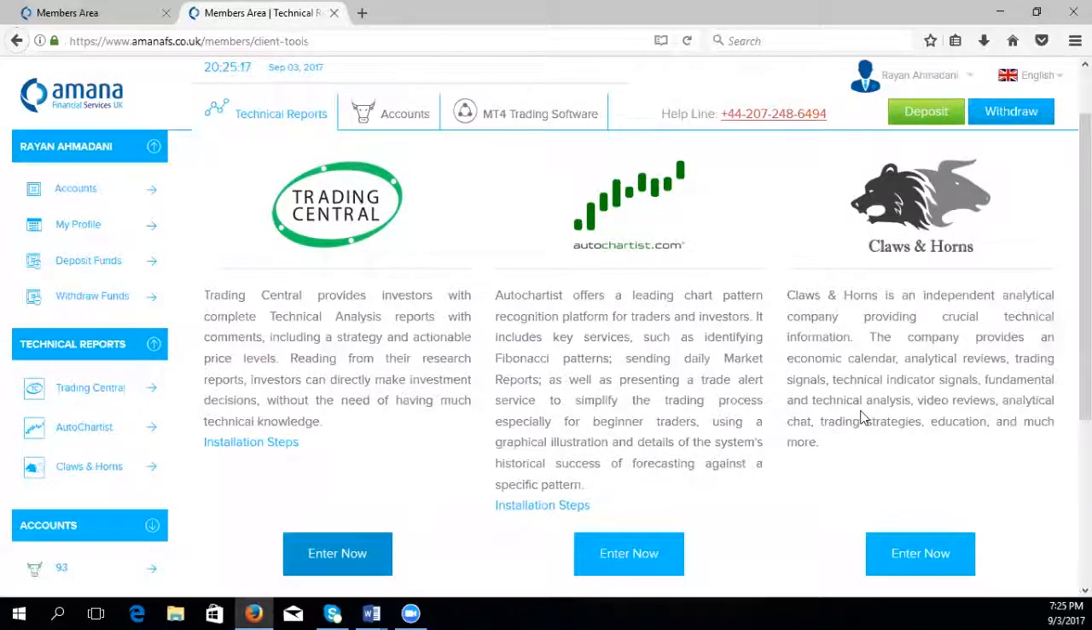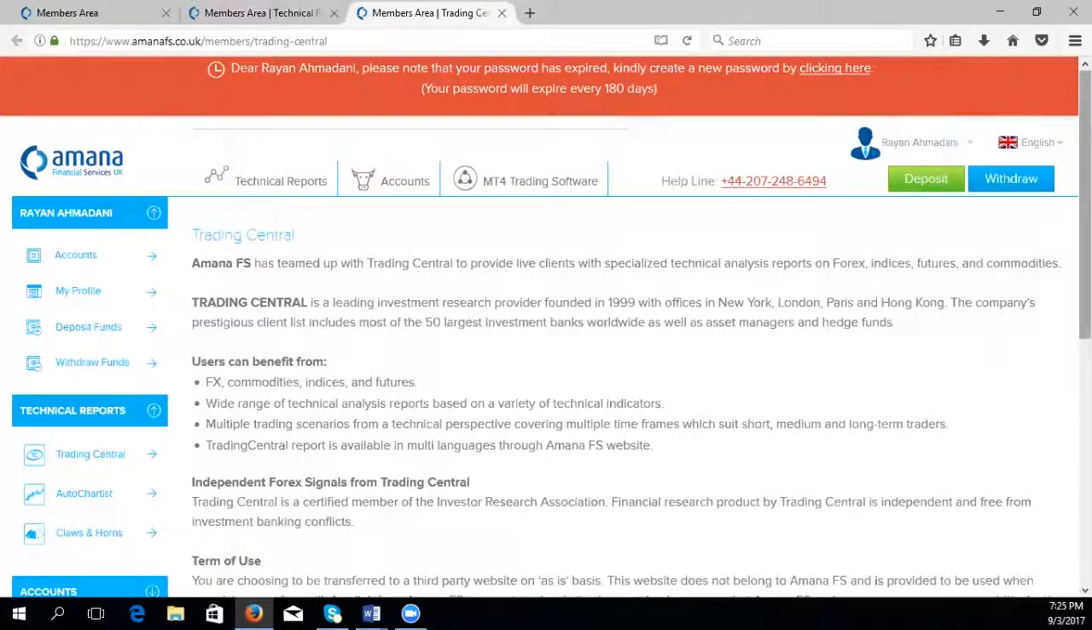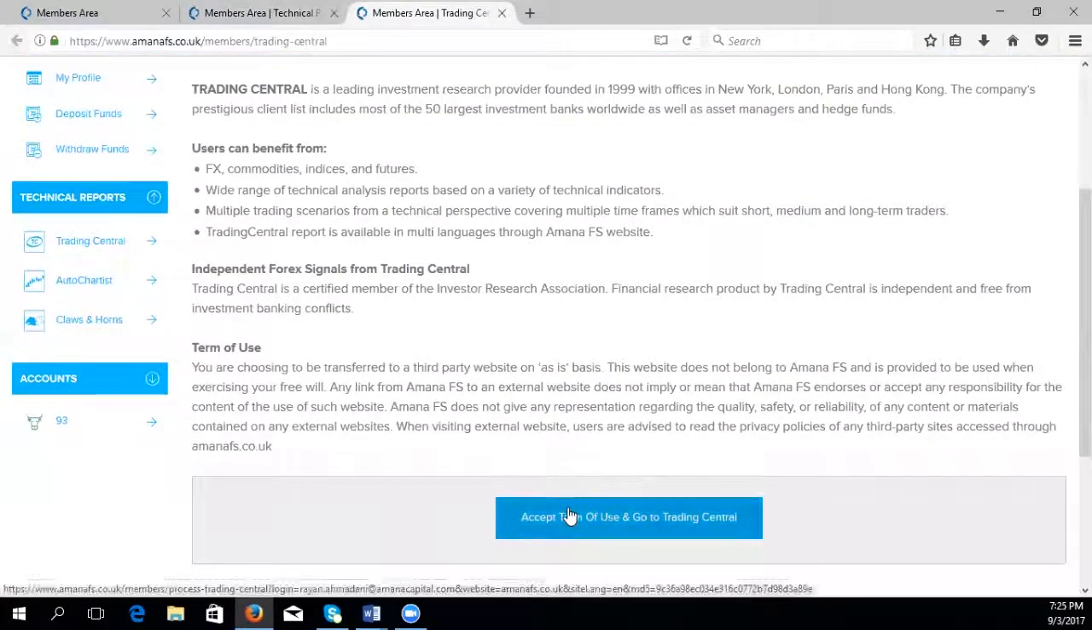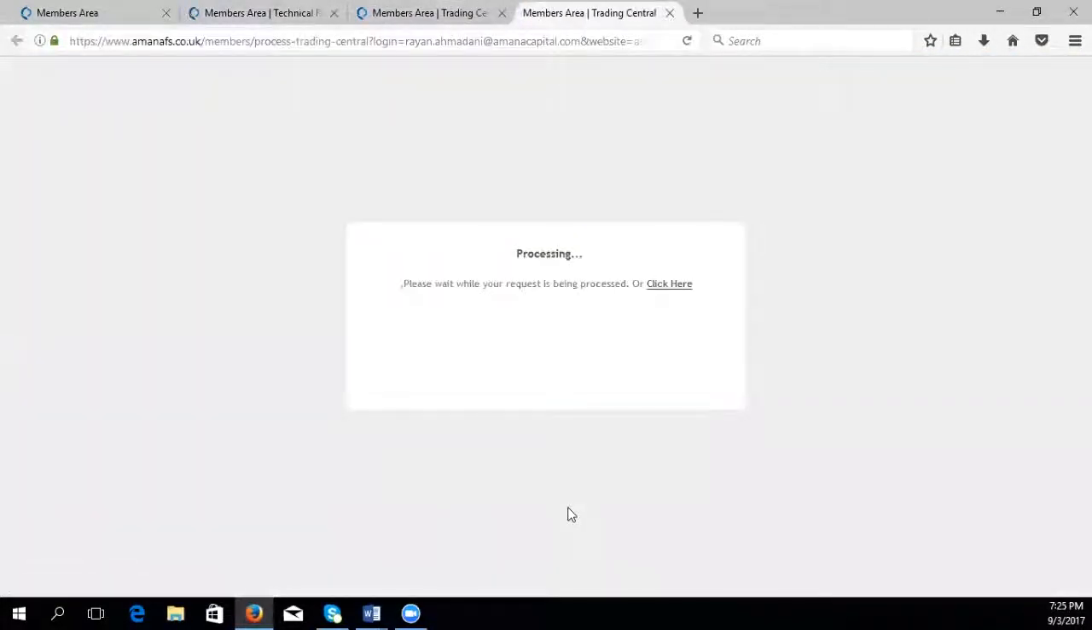Again, Trading Central, Autochartist, and Clouds and Horns. And for today's webinar, we are going to see how to read signals in each one of them. So let's start with Trading Central. Let's enter now and then accept the terms of use. It's just going to take a few seconds to open the page.